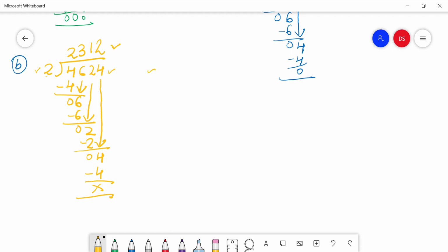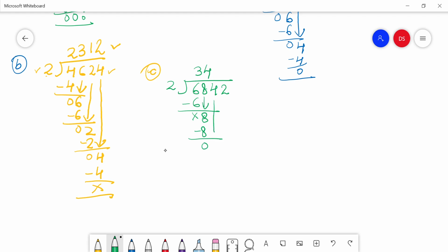Now we will do C part of it, that is 6842. Again the divisor is same, 2. 2 3s are 6. Next number 8. 2 4s are 8. 8 minus 8 is 0. Next number is 4. 2 2s are 4. Last number is 2. 2 1s are 2.